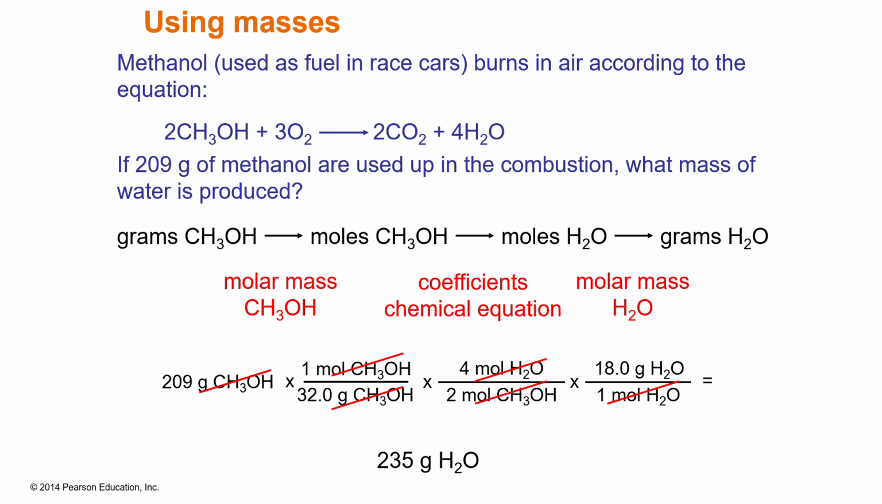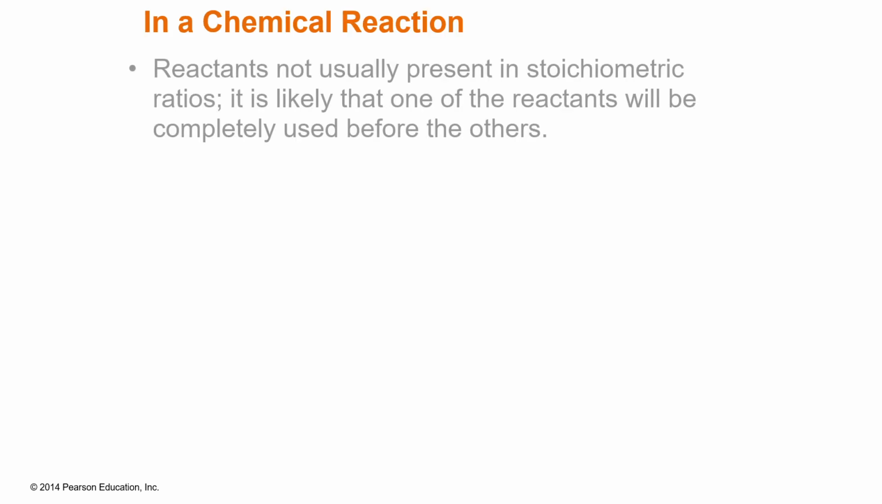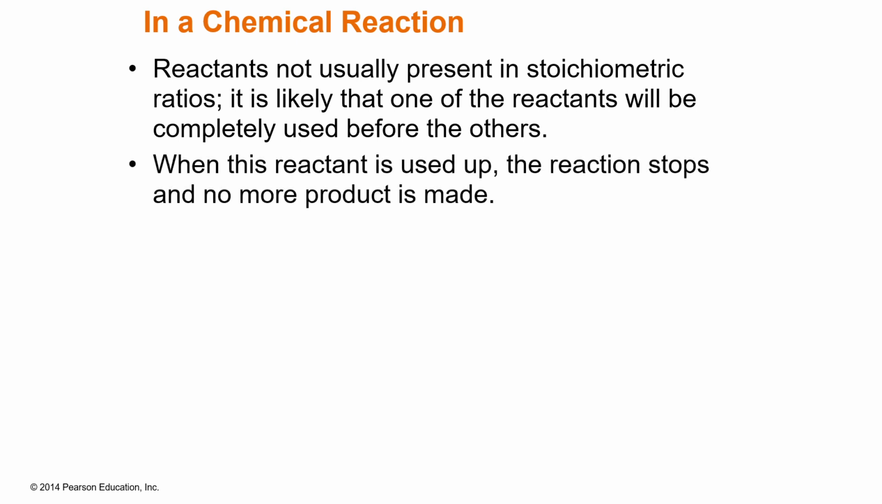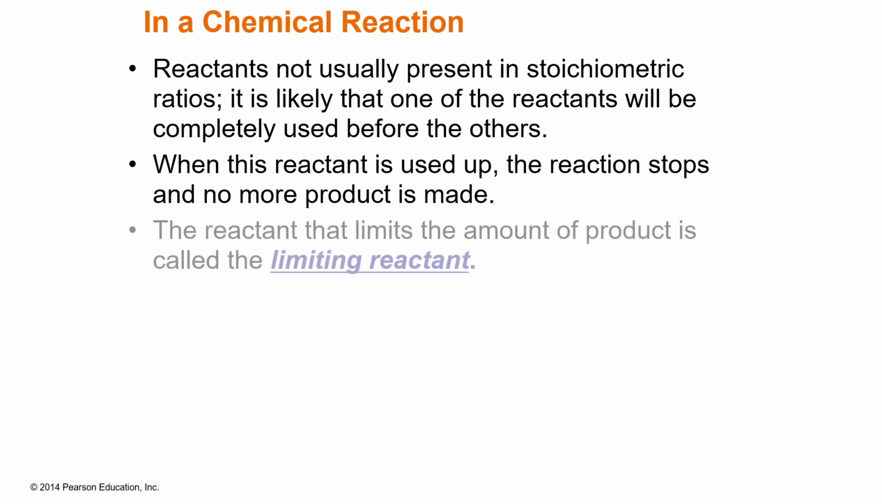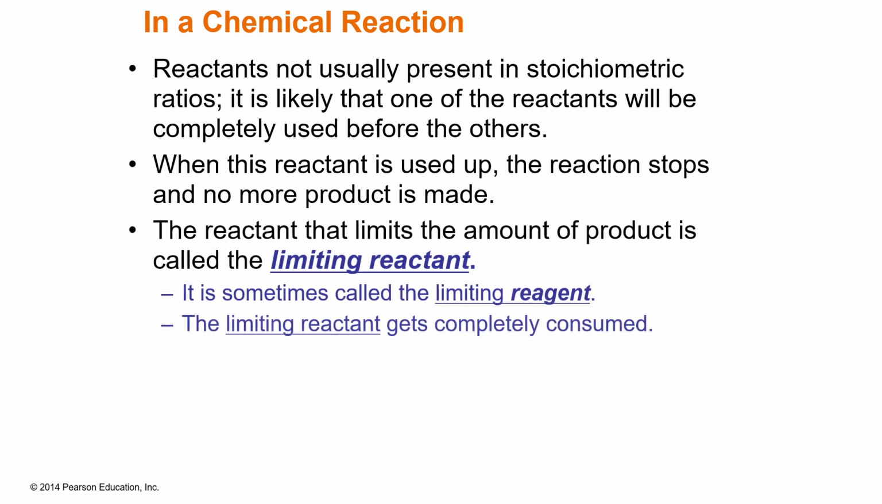Now, let's talk about real life. In a chemical reaction, the reactants are not usually going to be present in stoichiometric ratios. It is likely that one of the reactants is going to be completely used before the others. When that reactant is used up, the reaction stops and no more product is made. The reactant that limits the amount of product is going to be called the limiting reactant, sometimes the limiting reagent. During the reaction, the limiting reactant gets completely consumed.